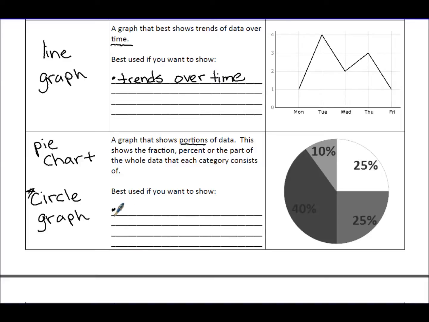Now, it's easy to see which category has the most items or the least items. 40% would be the most, 10% in this case would be the least. But it's mainly used if you want to find the part of the whole group. So you're comparing one of the groups to the whole group to see what part of the whole circle or what part of the whole group that category makes up. So the part of the whole group is being shown, or you could see the fraction or the percent for each category.